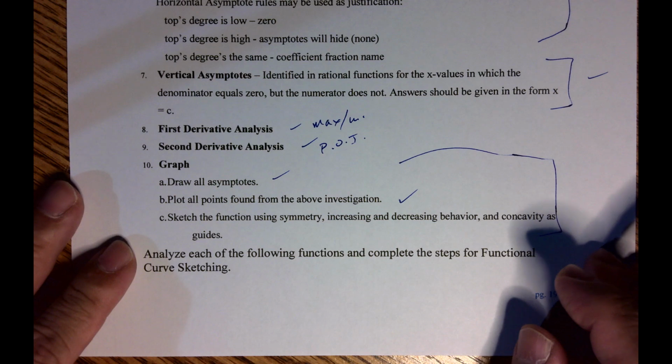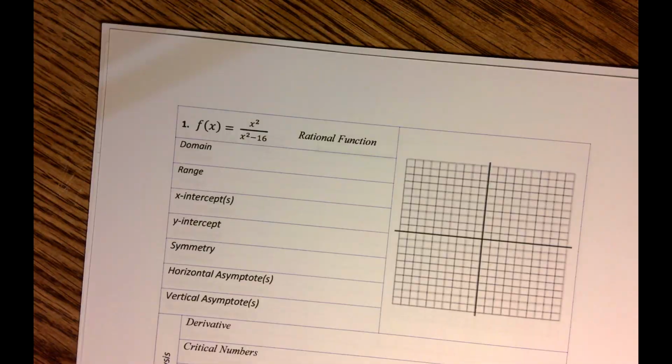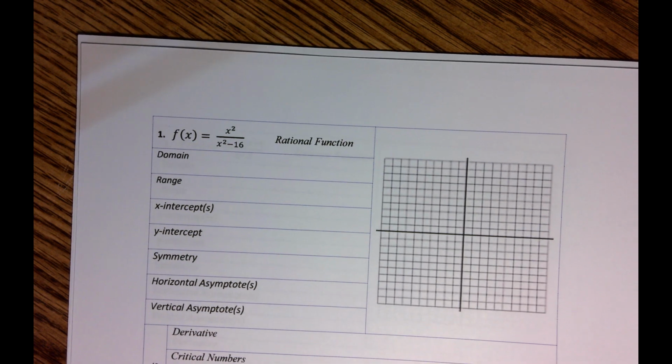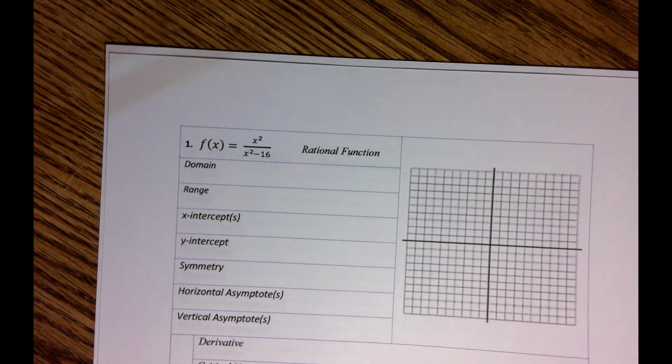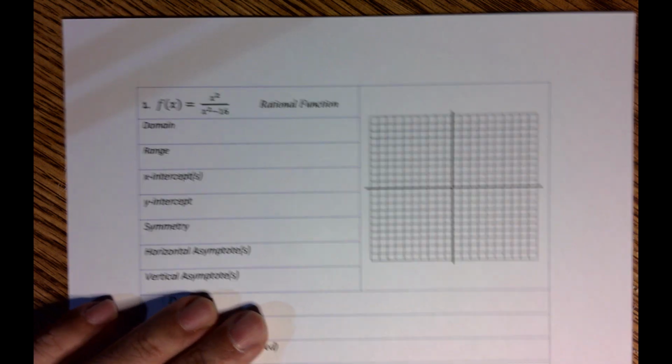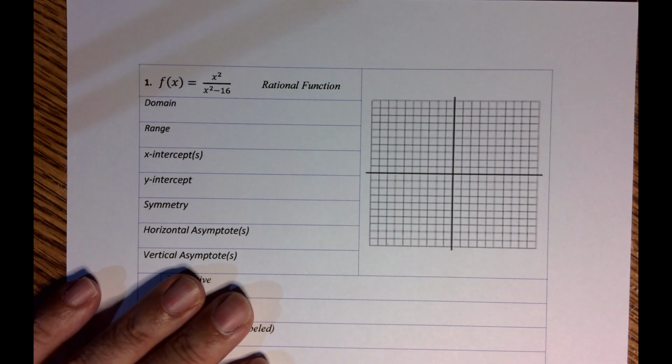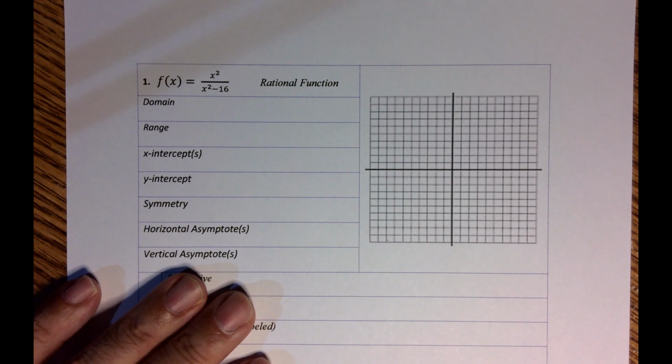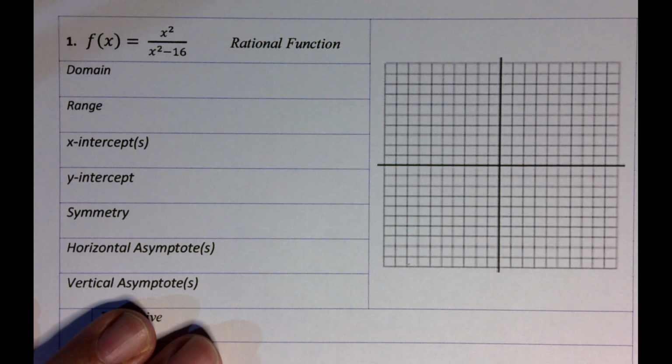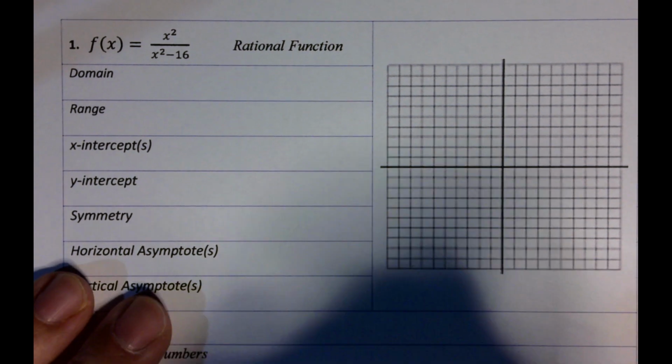All right, so I'm going to do example one that's on page 198 of the Incredibles book. I'm going to zoom in a little bit. Now, I'm going to try to do it in the order given, except for the range, when they do suggest that you do the range last. All right, so here's my function, x squared over x squared minus 16.